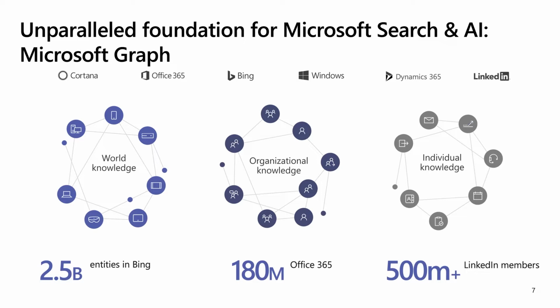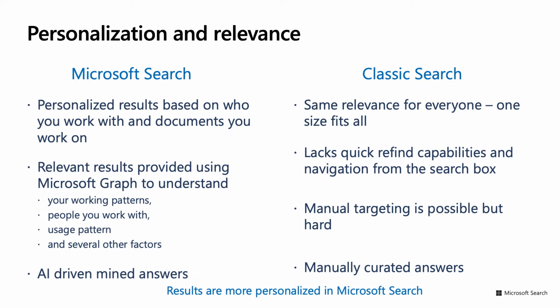Now, the question is, how is this relevant for Microsoft Search? So let's get to that. As a first point, let's look at personalization and relevance. When you think about Microsoft Search, it has personalized results based on who you work with and the documents you work on, because that's really relevant for your daily work life. Apart from this, you have relevant results which are provided using Microsoft Graph. So in simple terms, think of it as your working patterns, people you work with, your usage patterns, and various other signals like these, which are used to determine and show you relevant results.